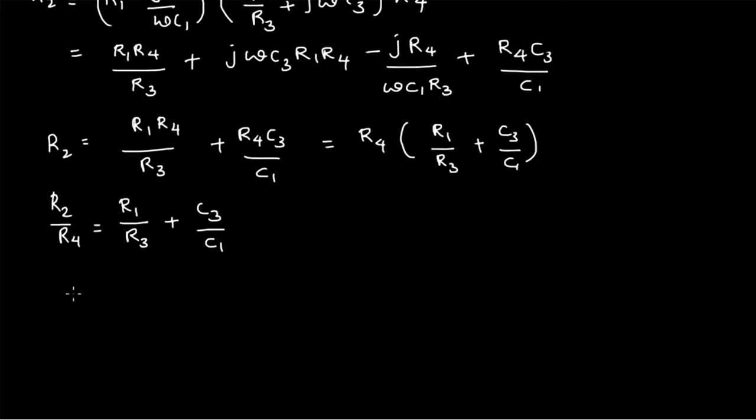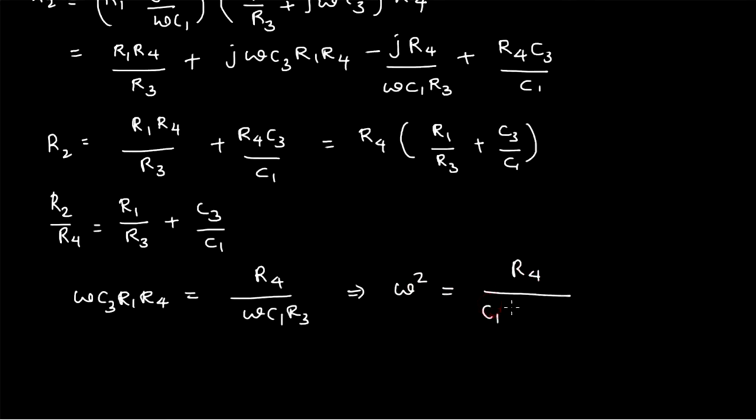Now let us equate the imaginary terms. We get omega C3 R1 R4 is equal to R4 divided by omega C1 R3, which indicates omega square is equal to R4 divided by C1 C3 R1 R3 R4. Since we have R4 in the numerator and denominator, we can cancel it. So we get the equation omega square is equal to 1 by C1 C3 R1 R3.